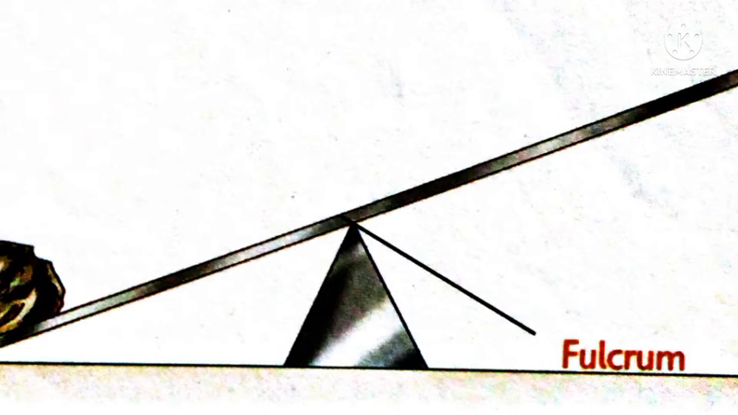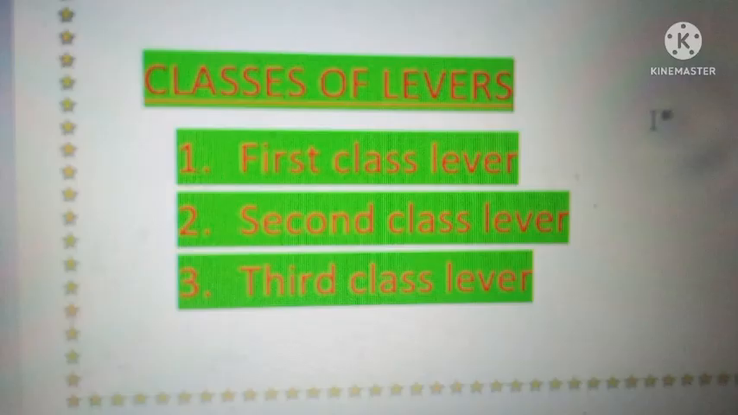Class number 2 is called the second class lever. Second class lever is when the rod is in between the fulcrum and the effort. Examples here are wheelbarrow and nutcracker.